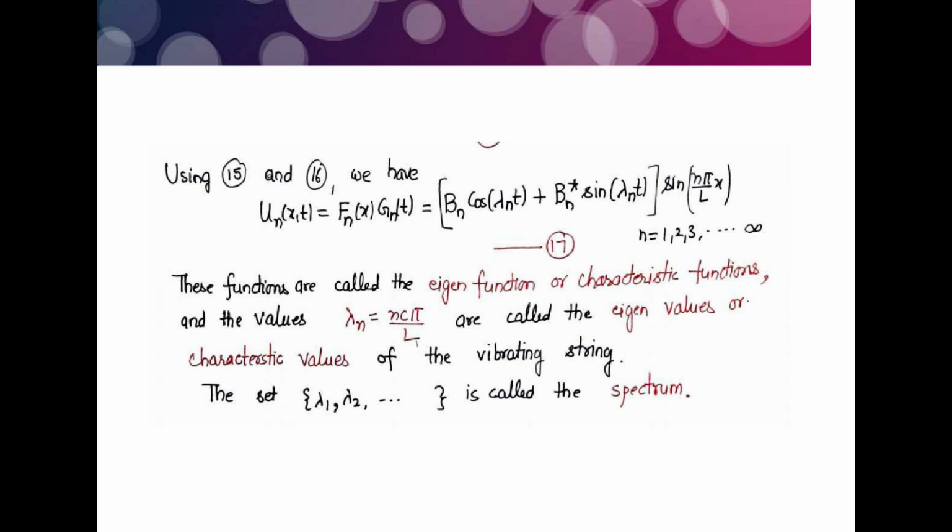These functions are called the eigenfunctions or the characteristic functions, and the values lambda n, that is n c pi upon L, are called the eigenvalues or the characteristic values of the vibrating string. The set of lambda values, lambda 1, lambda 2, and so on, is called the spectrum. So this equation number 17, for all values of n, 1, 2, 3, they are the solutions of the one-dimensional wave equation satisfying only the boundary conditions.